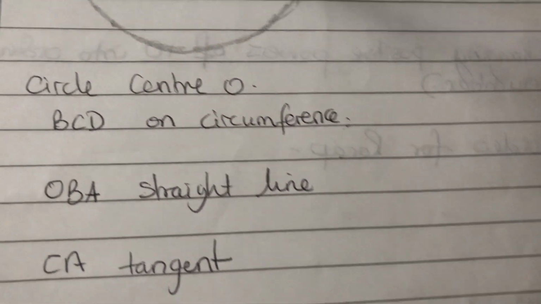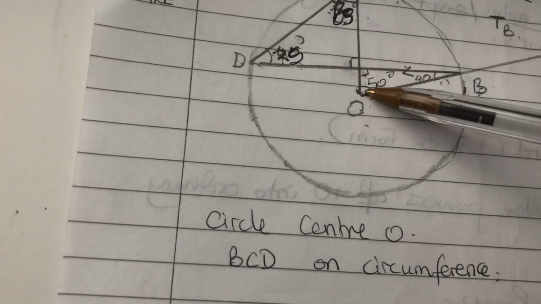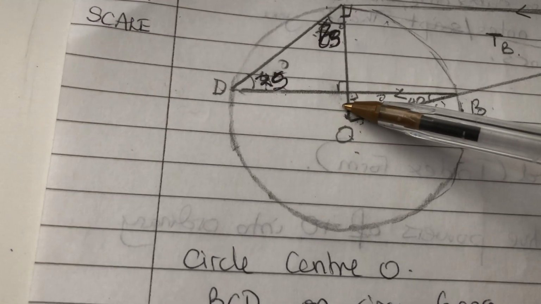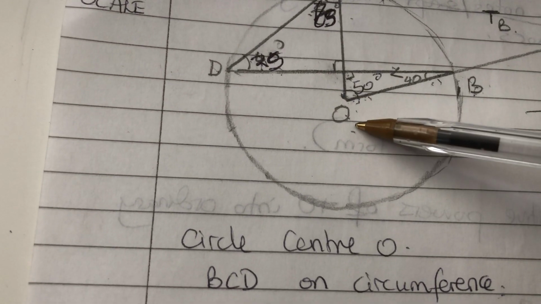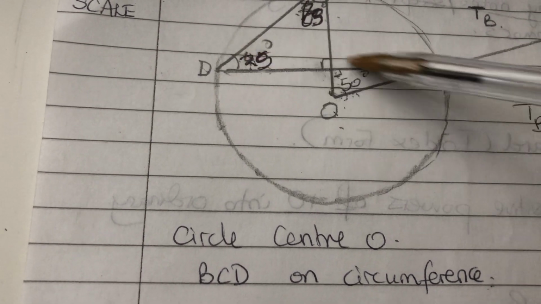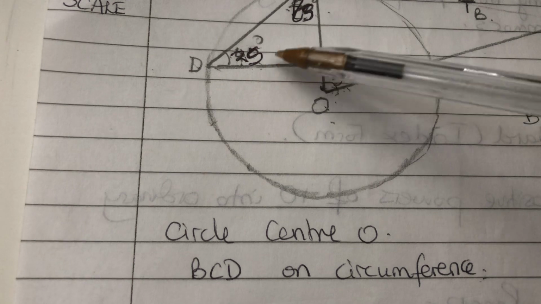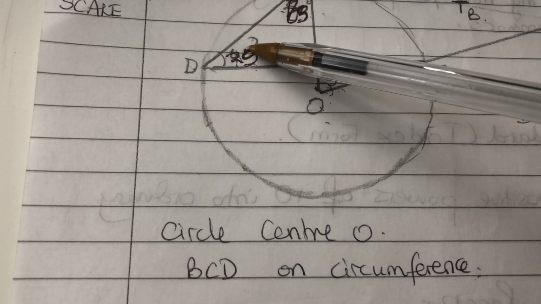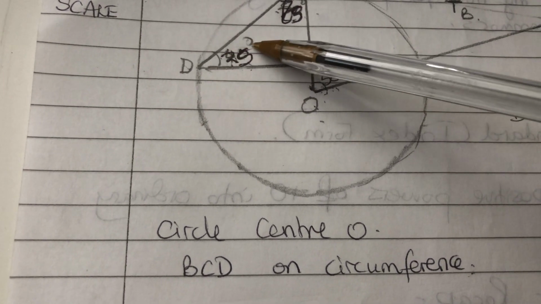Because we know that, with the center, if that is on the circumference, that will be half of that. Okay, so the angle at D will be 25.